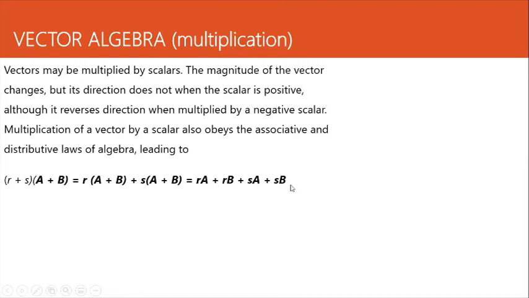Kaya ang nangyayari, mapapansin natin sa mga final answer is naka-vector addition na lagi siya. Katulad dito, may plus, then may plus. Okay, kaya magiging equation sa vector algebra and multiplication is RA plus RB plus SA plus SB. Okay? Yan yung mga example sa vector algebra in the operation of a multiplication.